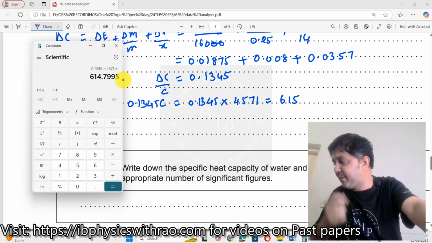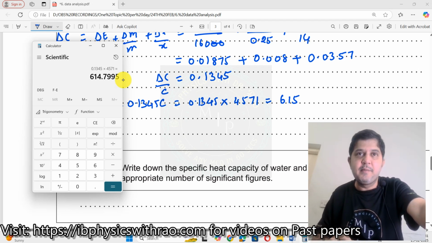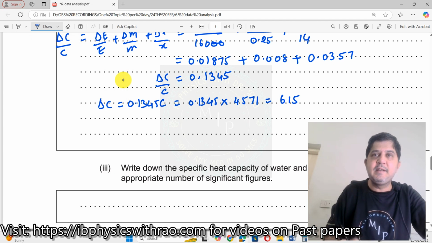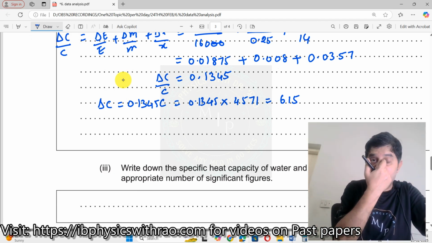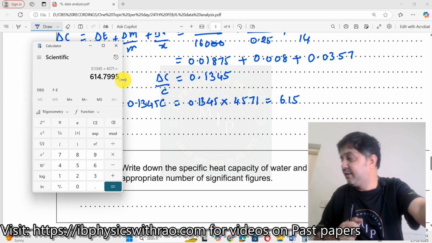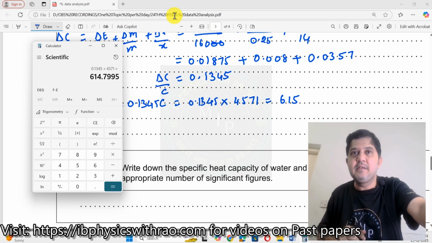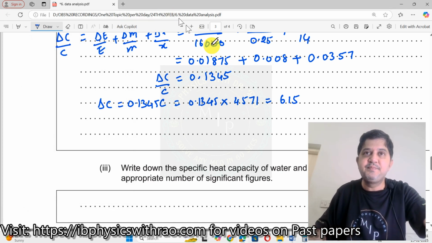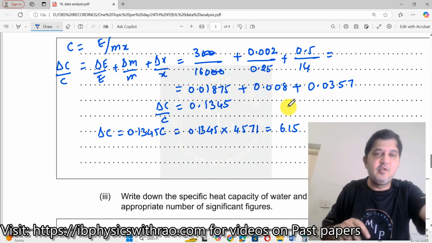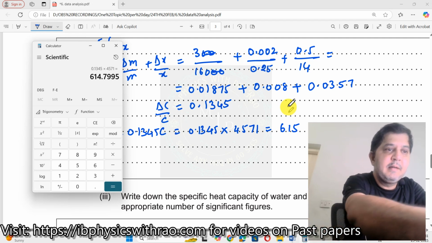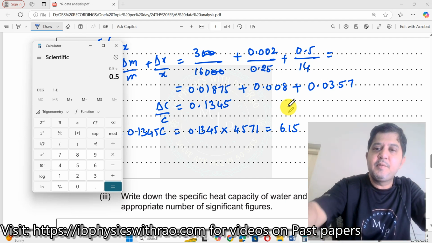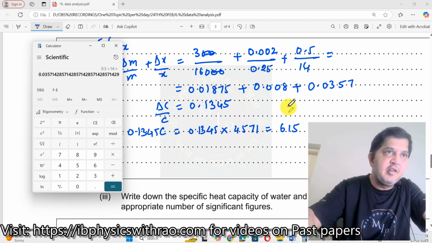Just a moment. We made a mistake somewhere over here. Let me check it out once again. I should not be getting this much. It will be much lesser. Just give me a moment. 0.5 divided by 14 is 0.0357.